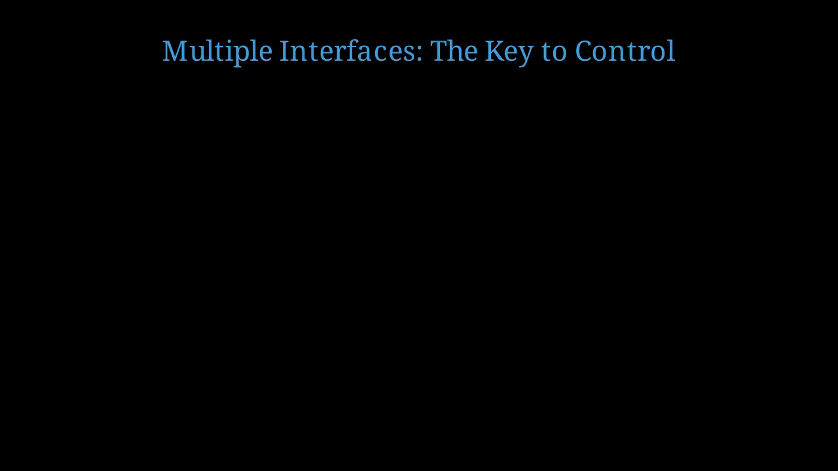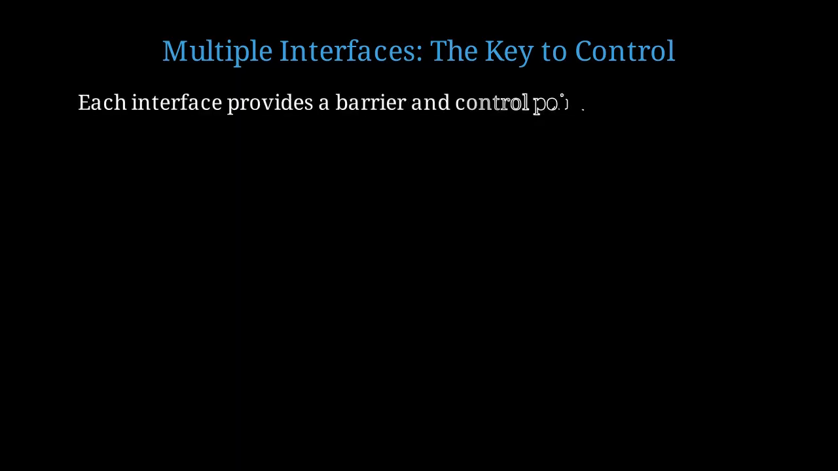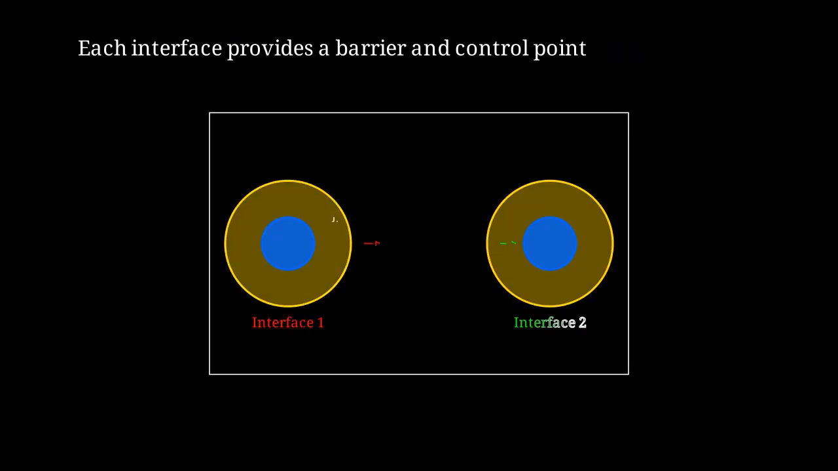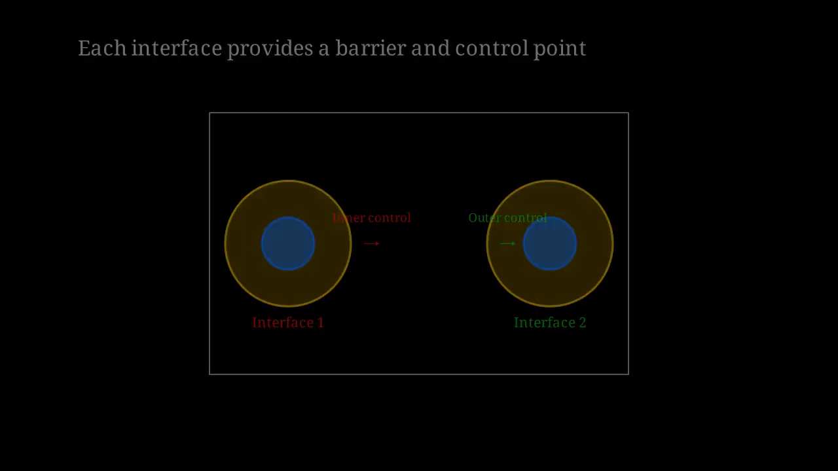Let's understand why this matters. Each interface provides a physical barrier and a control point. The inner interface controls what enters the core, the outer interface controls what leaves the shell. Interface 1 controls entry into the core. Interface 2 controls exit from the entire droplet. By tuning surfactants and compositions at each interface, we achieve precise control over permeability and stability.